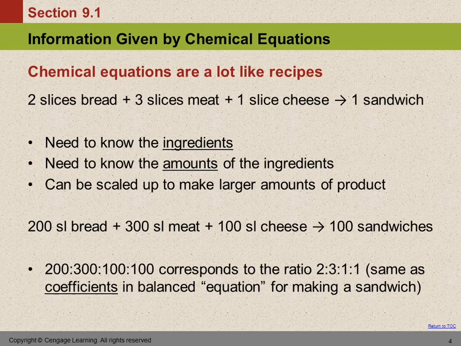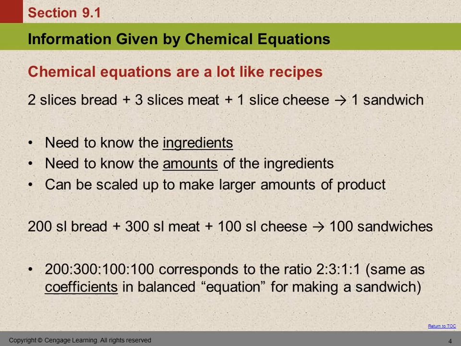Done, got a sandwich. So if we're making sandwiches, then we need to know the ingredients. Those are the reactants in a chemical equation. And we need to know the amounts of ingredients. Because I've been in a situation where I had to make sandwiches for the football team. Okay, so you're making lots of sandwiches. So fine, you need to know, well, what do we need for sandwiches? We need bread, meat, and cheese.